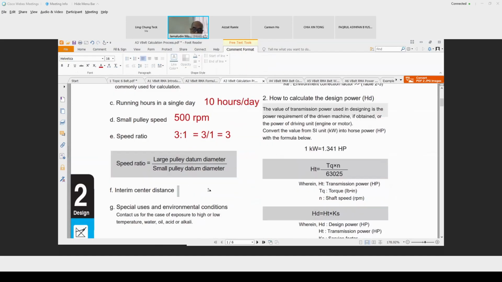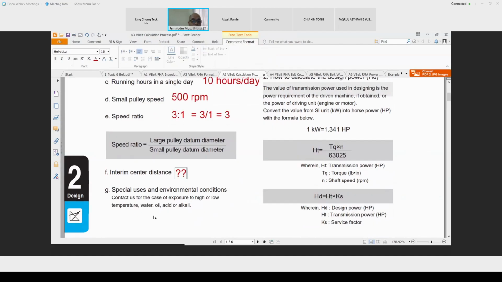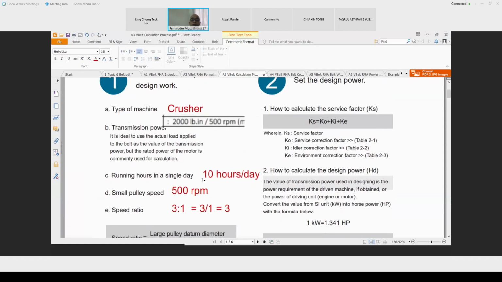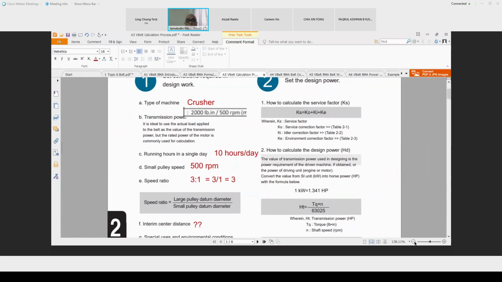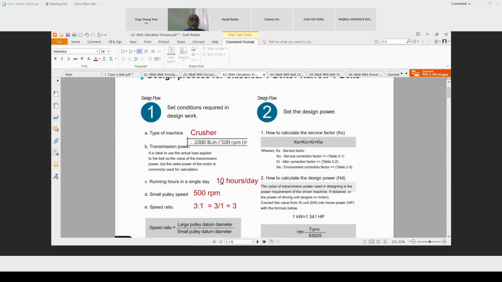Center distance, I think we cannot do it first because we don't know the diameter of the smaller pulley. We just leave it as it is, it's still unknown. Special use for environment condition. Remember that to be rain and dusty area. This is information from the question. You just take information from the question, we just list down everything. That will be your first step.